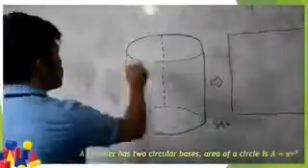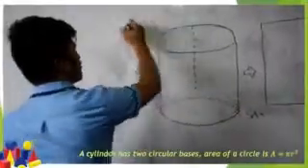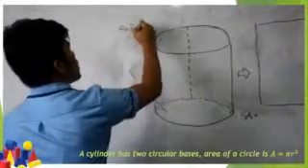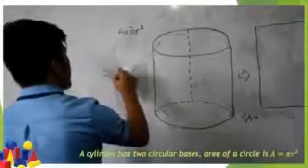Since we have two bases, we need to find the area of a circle. With the use of this formula, area is equal to pi r squared. Since we have two bases, we have 2 pi r squared.